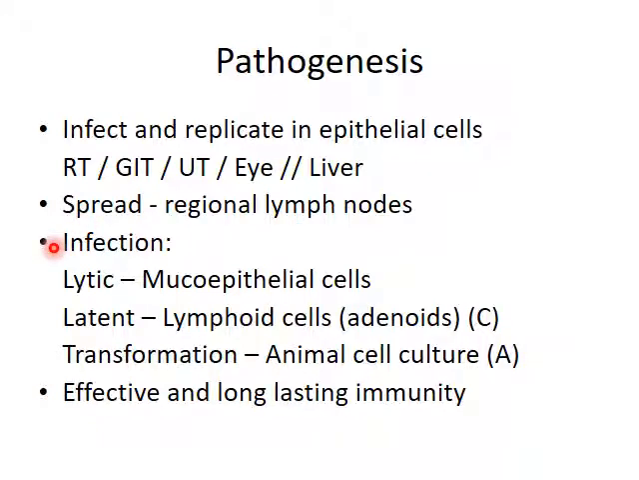Now upon infection with the adenovirus, one of 3 different interactions with the cells may occur. The first is the lytic infection, which eventually results in cytolysis of the mucoepithelial cells. The second is the latent infection, which involves the lymphoid cells or the infection of the lymphoid tissue. And the third is the transformation, that is the oncogenic transformation that has been observed in animal cell culture. Once a person is affected with adenovirus, the immunity that the person develops is quite effective and long lasting.